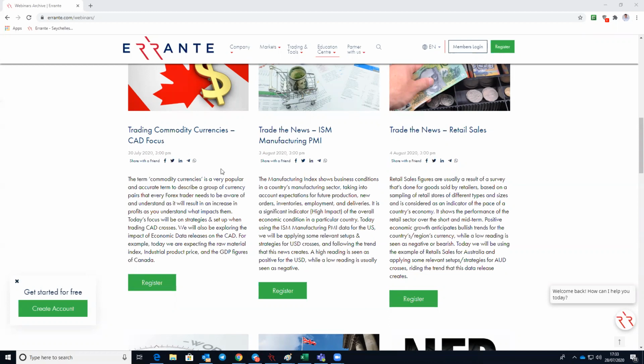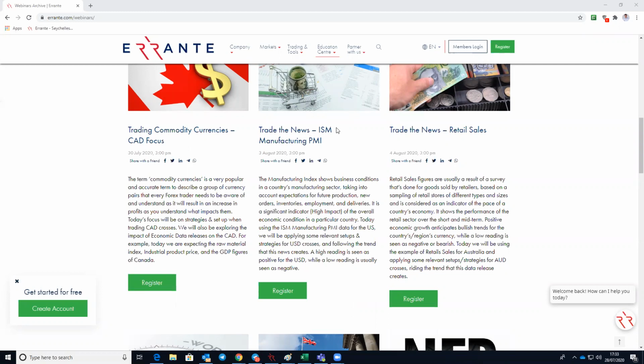So on the 3rd, for example, we'll start with ISM manufacturing. What is that, you know? And we will look into the USD and USD crosses in particular, because on that day we will have the ISM manufacturing index. Then we want to look at how it impacted the market, and at high probability ways of looking at the trend before the release, and what kind of impact it actually gave in the market.